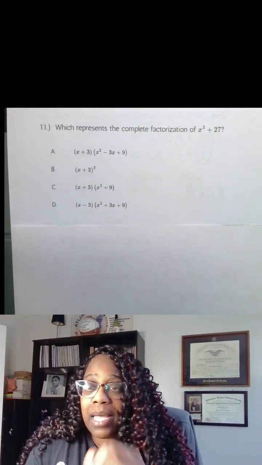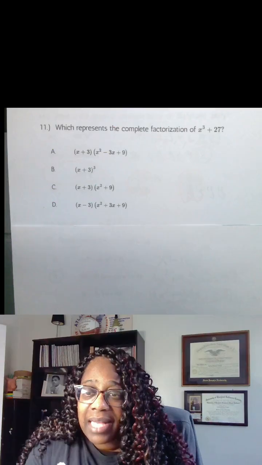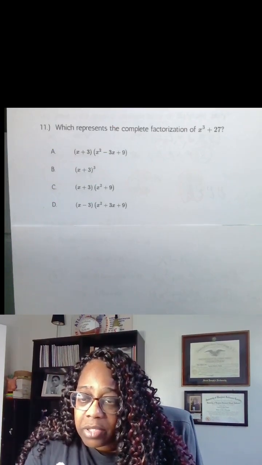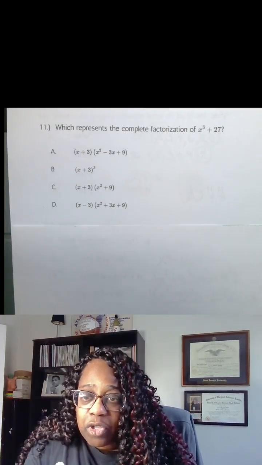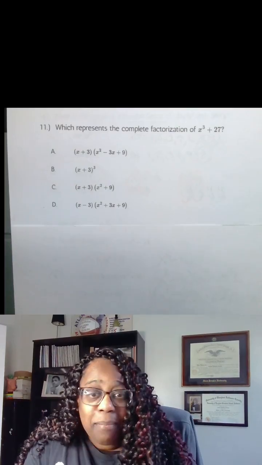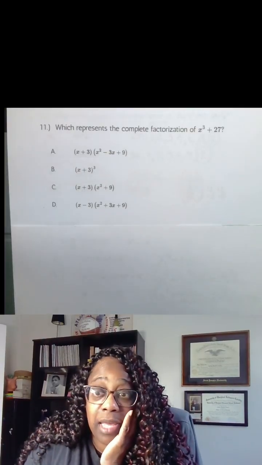Oh, you can't break down, who said that? You can't break down the positives because there's no such thing as a sum of squares. The reason why is, if you try to break it down with the sum of squares, you're going to get a middle term. I'll show you in a few what I'm talking about.